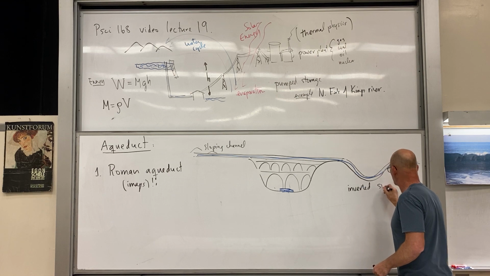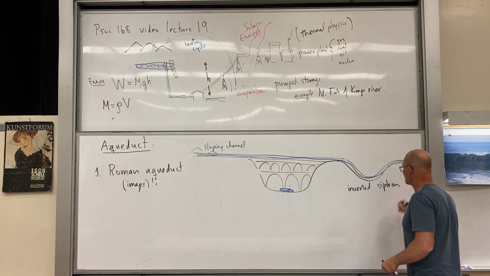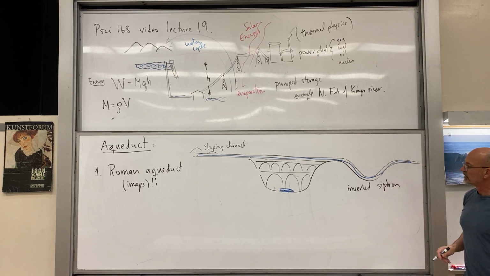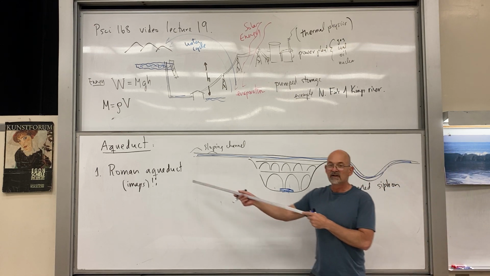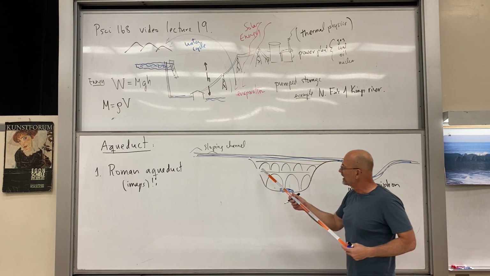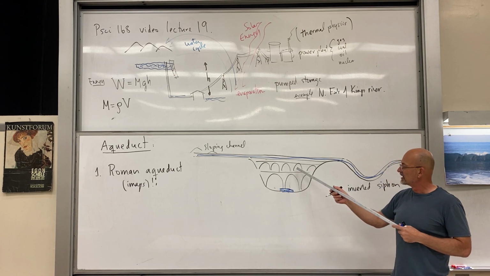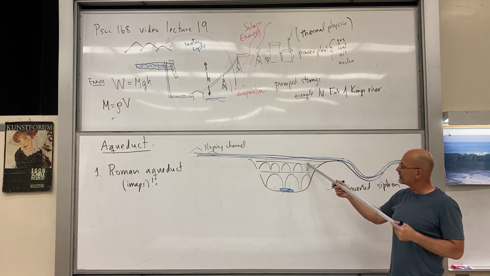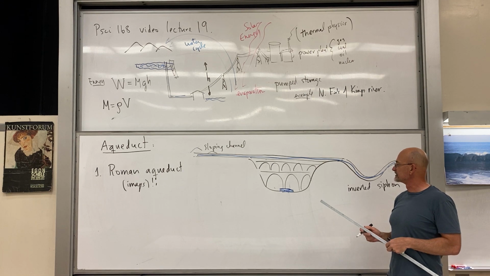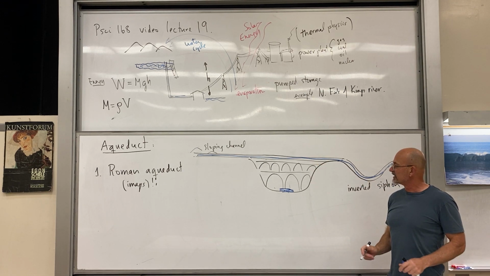Inverted siphon. Okay, so if you look up Roman aqueducts, you'll be amazed. You'll get some great pictures. You may already have some of those back from when we were talking about the arch, okay? Because that's where some of the most beautiful examples are. Like I said, my picture is not the best.